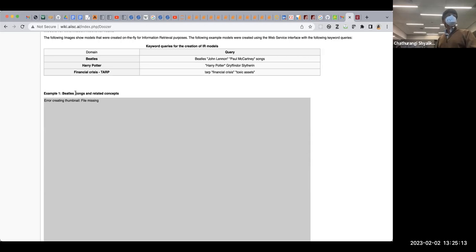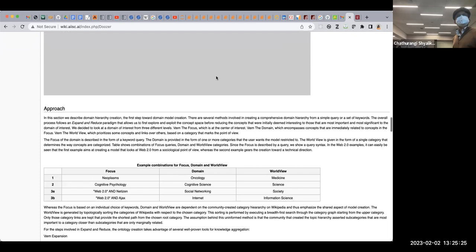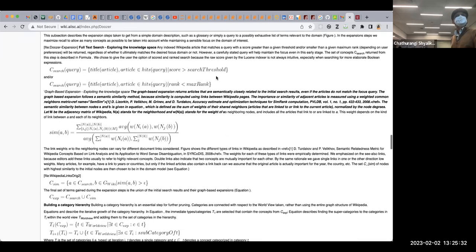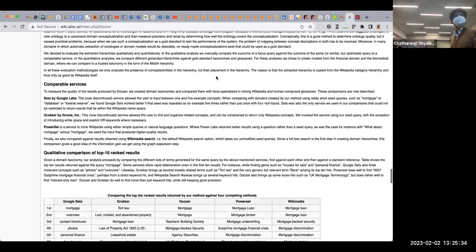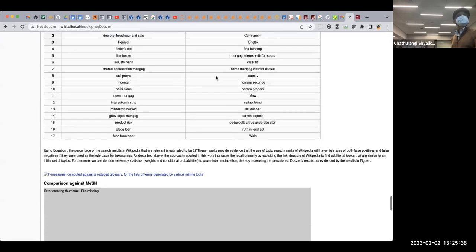So, he built here Beatles songs and related concepts. Here is a query: Beatles, John Lennon, Paul McCartney, and songs. And then he creates a concept. So, you see, he creates what he calls a domain model or concept graph. And there are a lot of examples, a lot of interesting things you can find here.